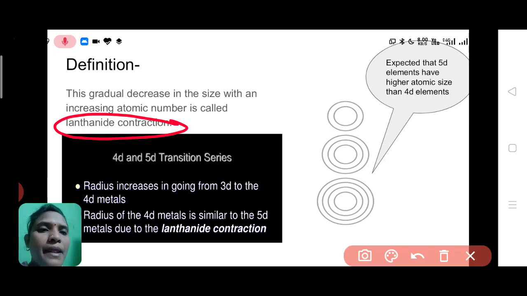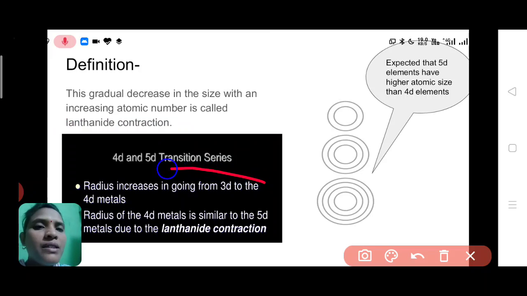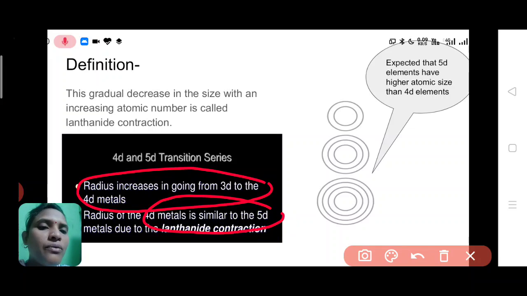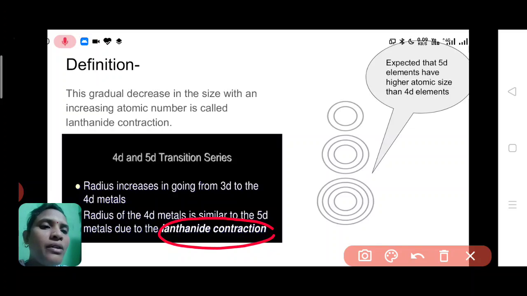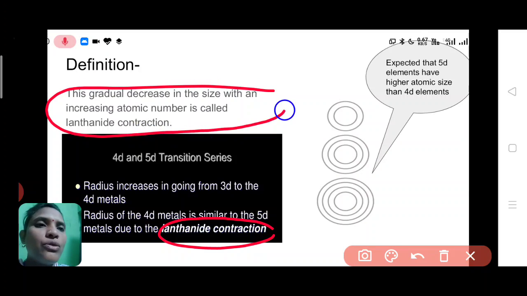So again, if we repeat this, that first statement said that 3D has larger atomic radius than 4D, but 5D element has similar atomic size with 4D. Why is this so? This is due to lanthanoid contraction. And what is lanthanoid contraction? A gradual decrease in the size with an increasing atomic number is called lanthanoid contraction.